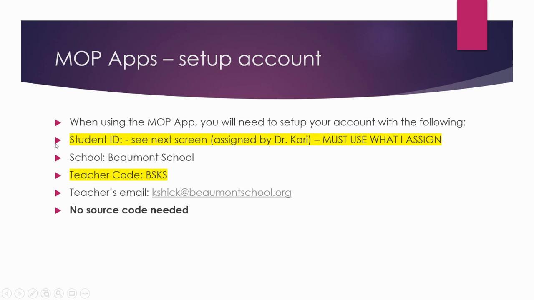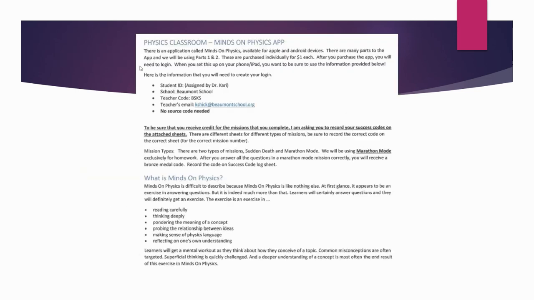So your school is going to be Beaumont School. The teacher code is BSKS, which stands for Beaumont School Karishik. And then you have my email as kashik@beaumontschool.org. And there is no source code needed. We're not using any source code, so you can always leave those blank. All of this information is on that sheet of paper that I showed you right here. It's got Beaumont School, BSKS, my email.